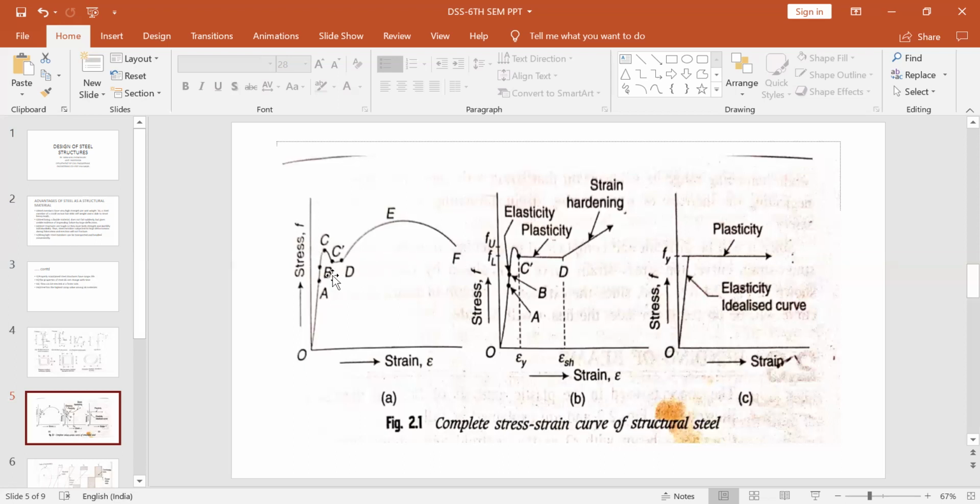Now beyond D, the strain increases further with increase of stress, and the material is said to be in strain hardening range. So it is in strain hardening range. C to D dash, it is strain hardening. That means stress is constant, but strain keeps on increasing. The elongation in the material will go on increasing.